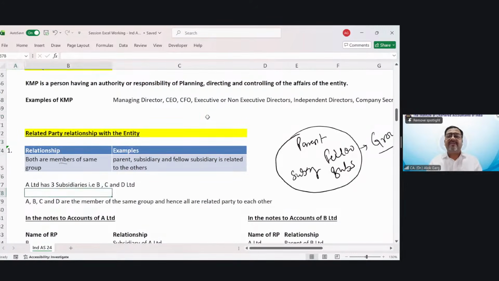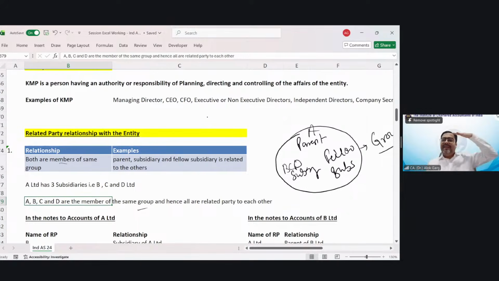Let's quickly understand with the help of an example. A Limited has three subsidiaries, that is B, C and D Limited. Friends, these examples which you are looking at on your screen, I have written in the Excel file in my full class. A, B, C and D are members of the same group. A Limited is a parent, B, C, D are the subsidiaries, and for B, C and D, the others are fellow subsidiaries.